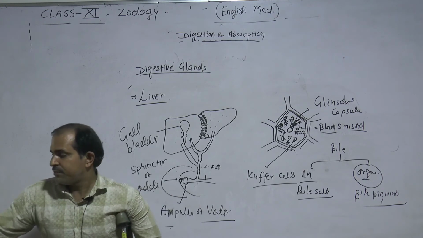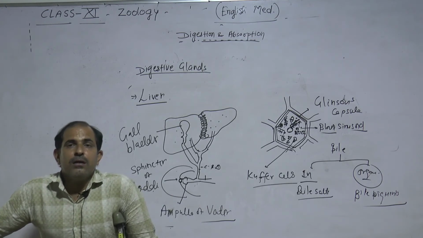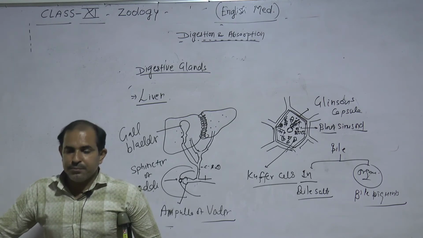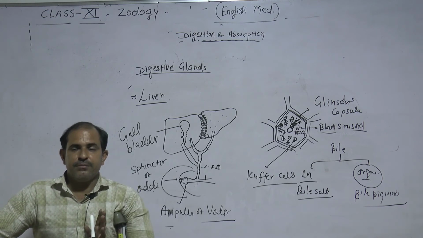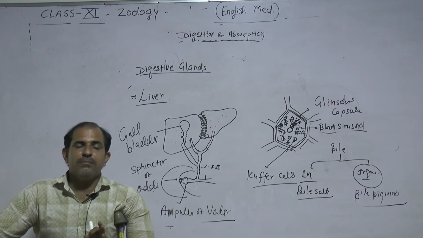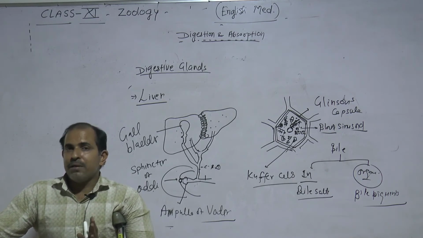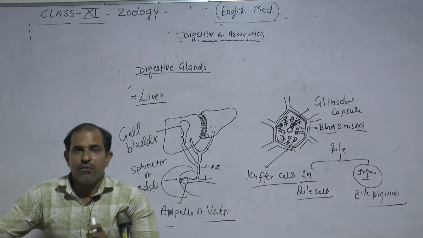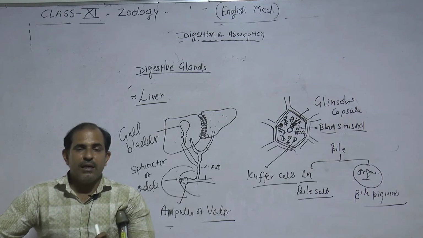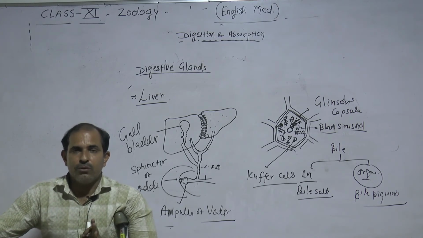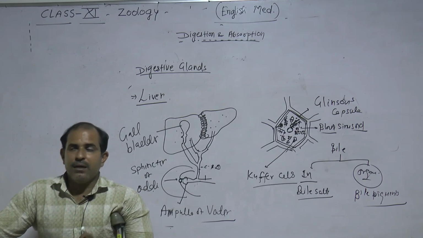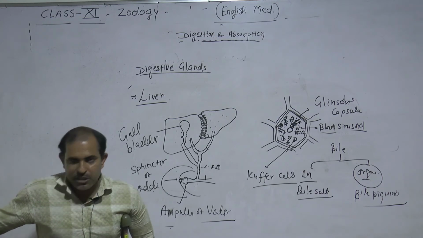And another is bile pigments, and there are two types of bile pigments present, bilirubin and biliverdin. Bilirubin and biliverdin are the two bile pigments which are present in bile juice, and the bile pigments are formed by the decomposition of hemoglobin. The decomposition of hemoglobin forms two types of bile pigments, which are bilirubin and biliverdin.